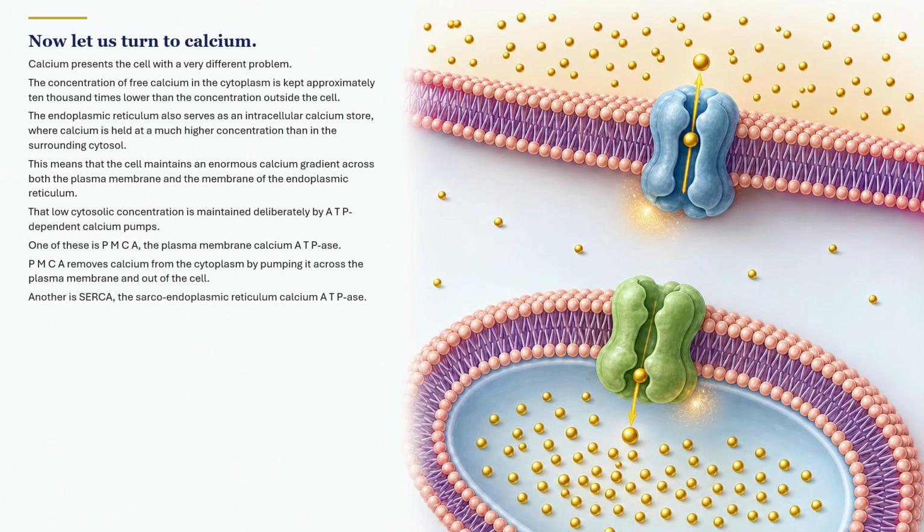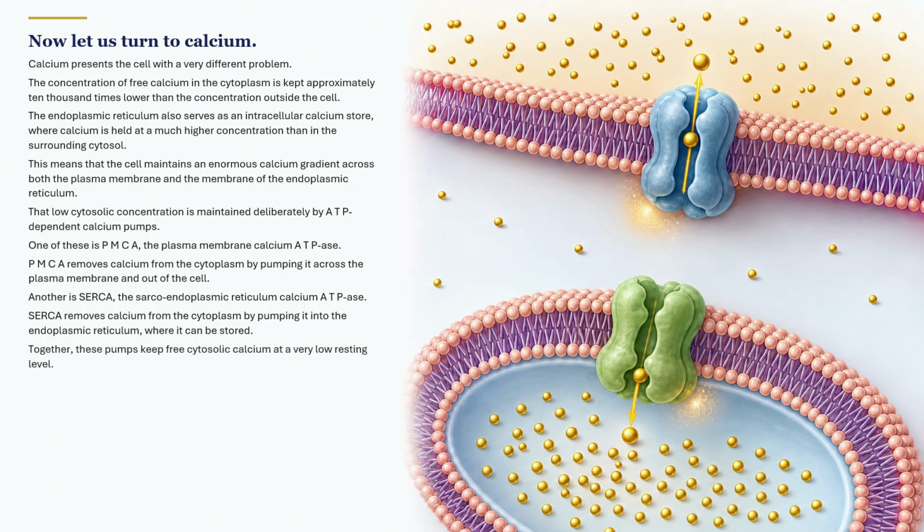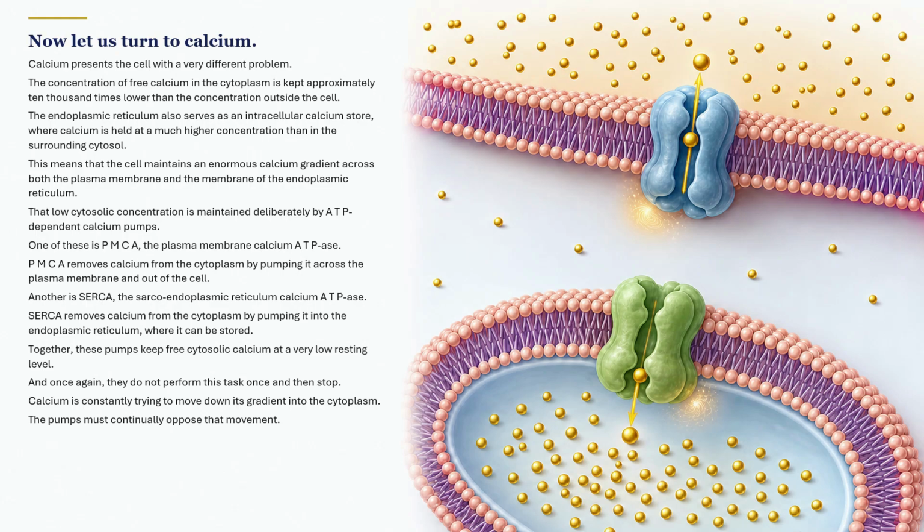Another is SERCA, the sarcoendoplasmic reticulum calcium ATPase. SERCA removes calcium from the cytoplasm by pumping it into the endoplasmic reticulum, where it can be stored. Together, these pumps keep free cytosolic calcium at a very low resting level. And once again, they do not perform this task once and then stop. Calcium is constantly trying to move down its gradient into the cytoplasm. The pumps must continually oppose that movement.